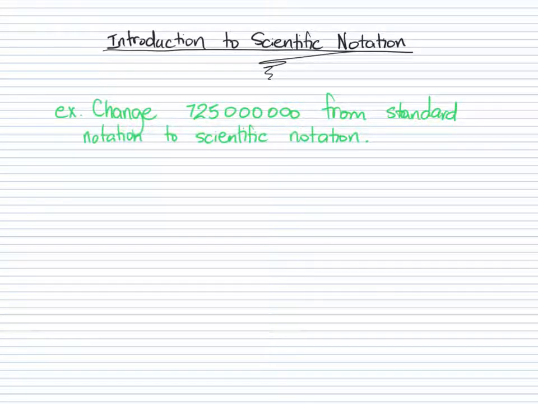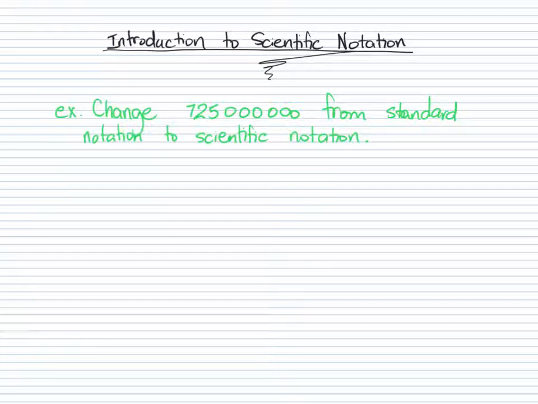Hi, in this video I'll be introducing you to scientific notation. So what is scientific notation? Well, sometimes there are really big numbers or really small numbers, and it gets really annoying to write down all the digits. And because they're so big, we can just chop it up a little bit and write it in a different way. All right, so what do I mean?